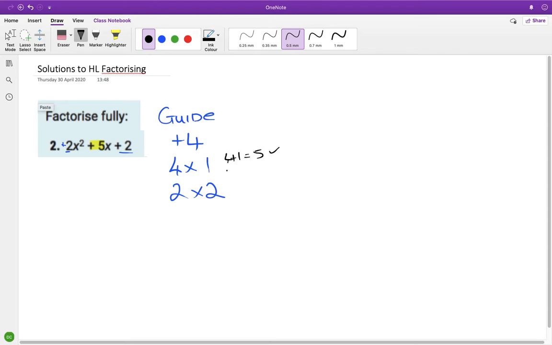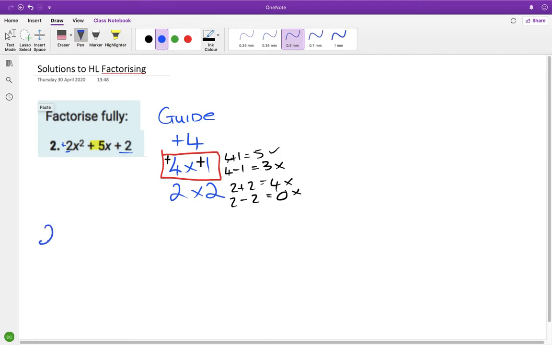If I minus them, it's not going to work anyway. If I minus them, I get 3, so that doesn't work. If I add these, I get 4, which is wrong, and if I minus them, I get 0, which is wrong. Again, you can get to the point where you're doing this a little bit in your head. Okay, so it's going to be 4 by 1, and we are trying to get a plus 5, which means I'm going to need a plus 4 and a plus 1.